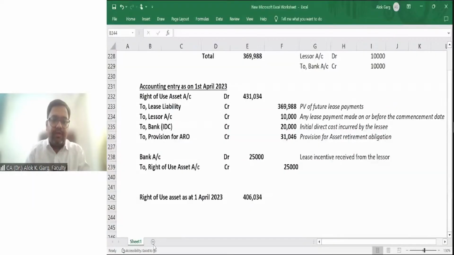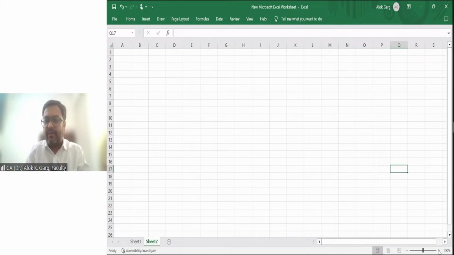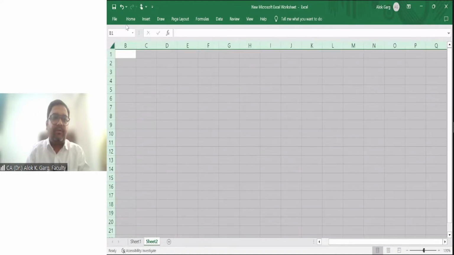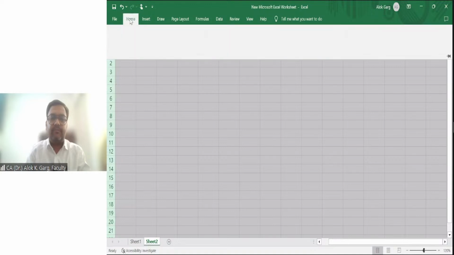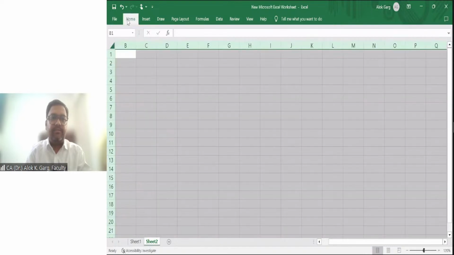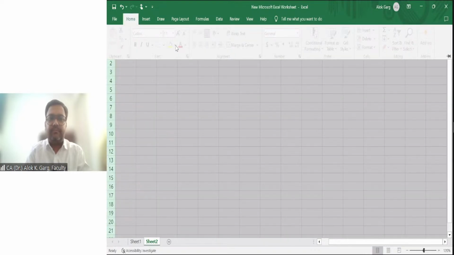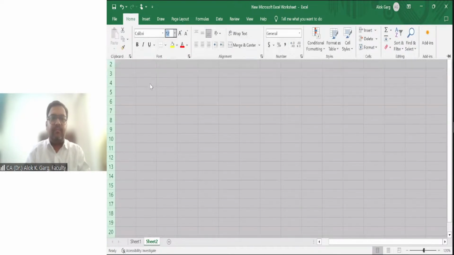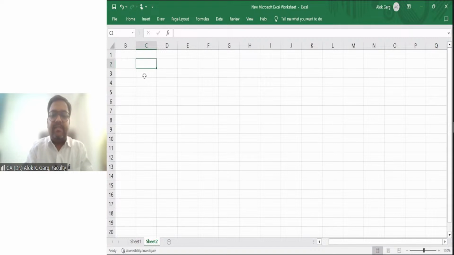So I am taking you to the Excel file, and let me solve this question. I hope this Excel file is visible to all of you. Is it visible to all of you? So I'm solving this illustration number 27 from ICAI study material, right?